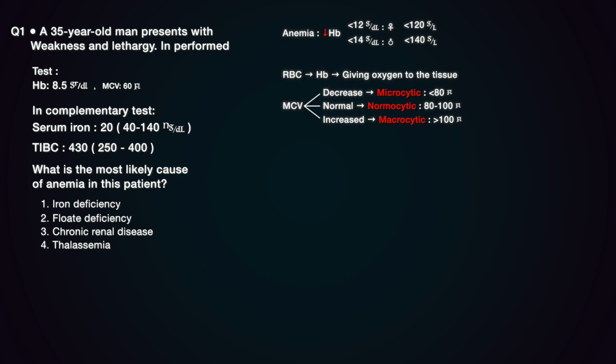In microcytic anemia, the MCV level is less than 80 femtoliter. In normocytic, the MCV is between 80 and 100 femtoliter, and in macrocytic, the MCV is more than 100 femtoliter. Micro refers to small, macro refers to large, and cytic refers to something relating to the cell. So in this question, you see both hemoglobin and MCV are reduced, so we have a microcytic anemia.